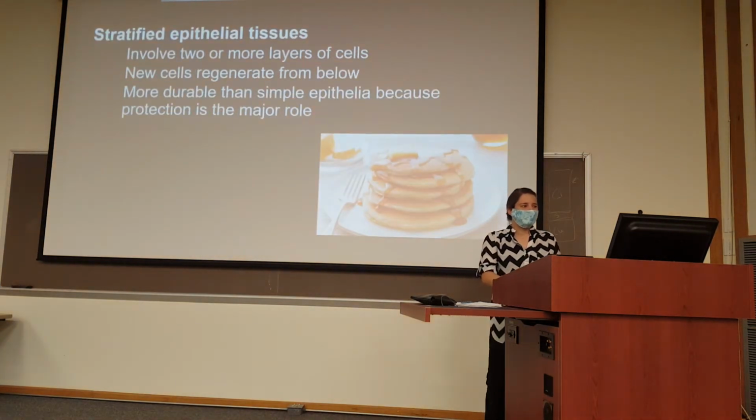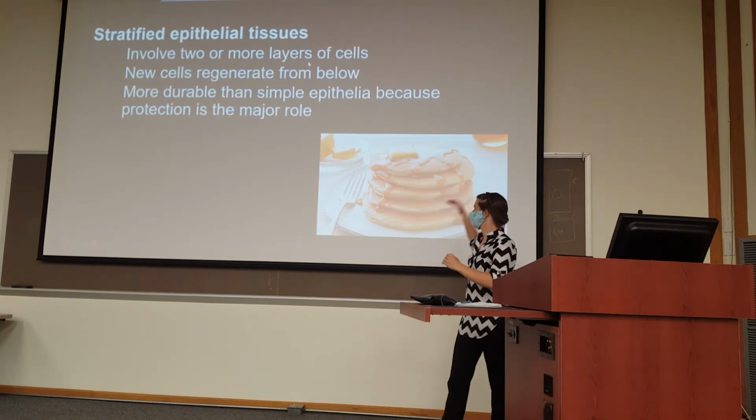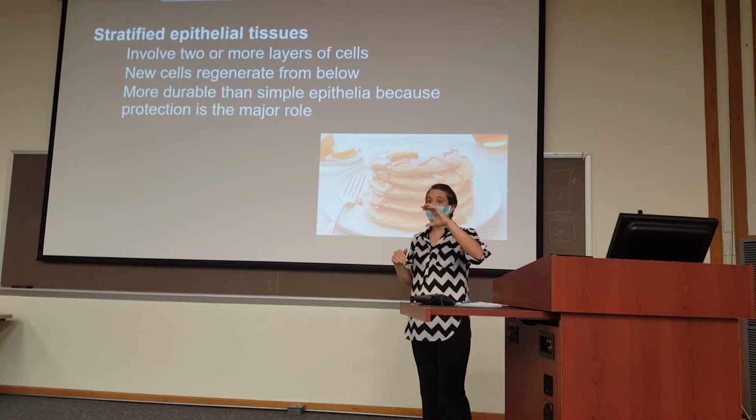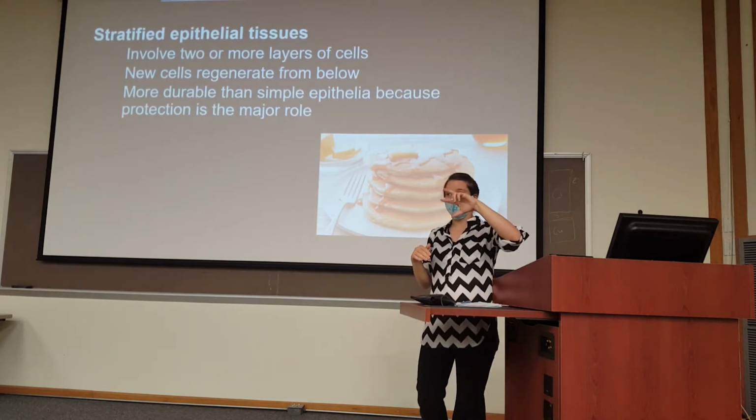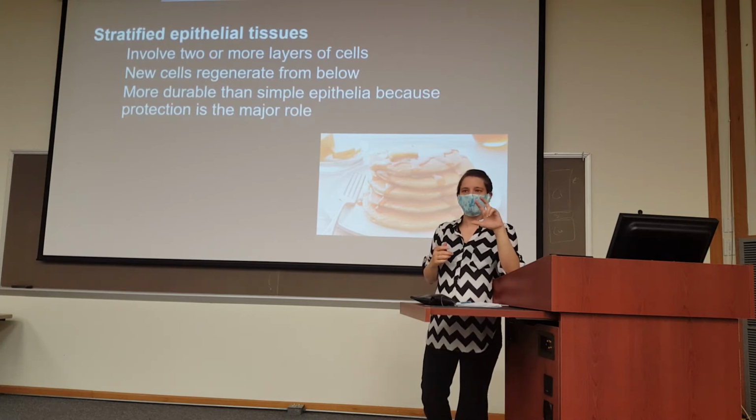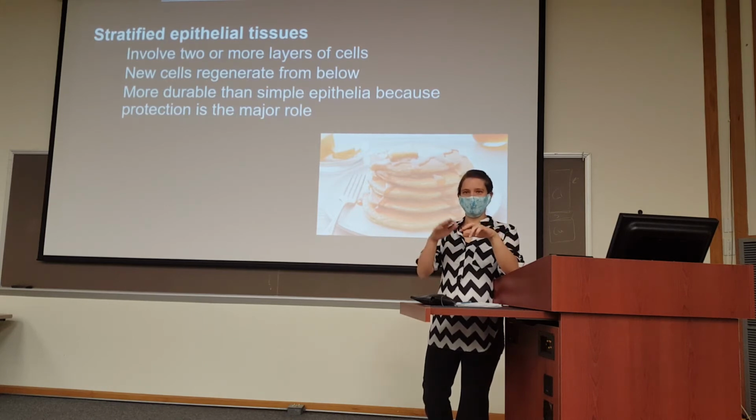The other version is stratified epithelial tissue. So this is where you have two or more layers stacked up like pancakes, right? Even if you have them stacked, you still have the apical and basal layer, right? Does it bother you if people eat pancakes upside down? It should, right? There is a top and a bottom to the pancake. If you eat it upside down, it's just wrong. Is this just me? Okay.